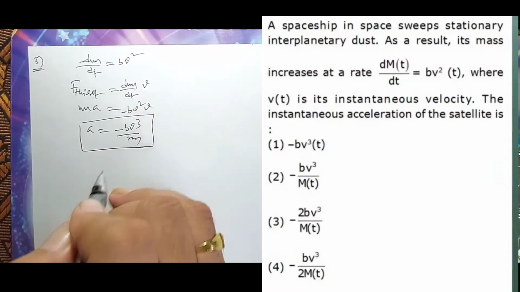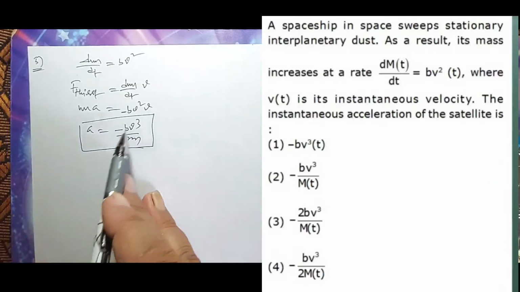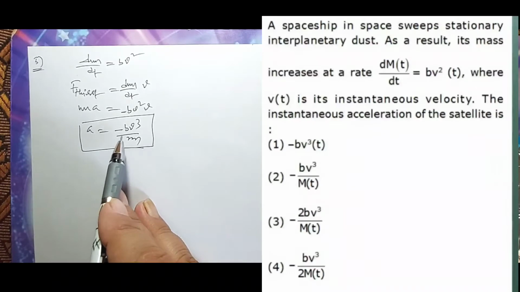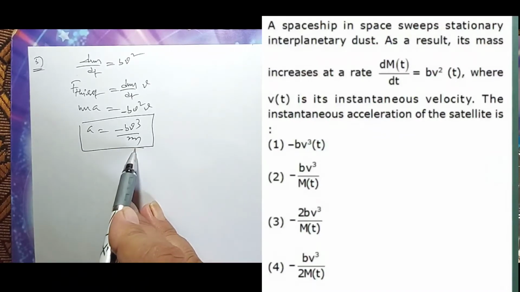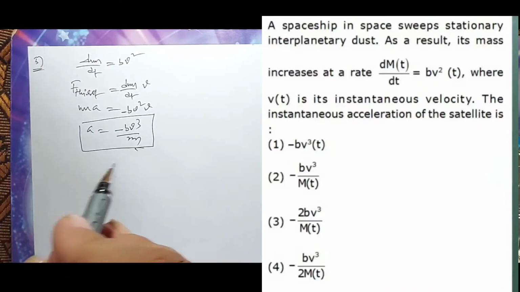So this is the deceleration of the satellite. Whenever the satellite catches the dust, its mass is increasing with respect to time, so it moves with retardation, negative acceleration. So we put here a negative sign. So a is equal to minus bv cube by m. So our option is option 2.